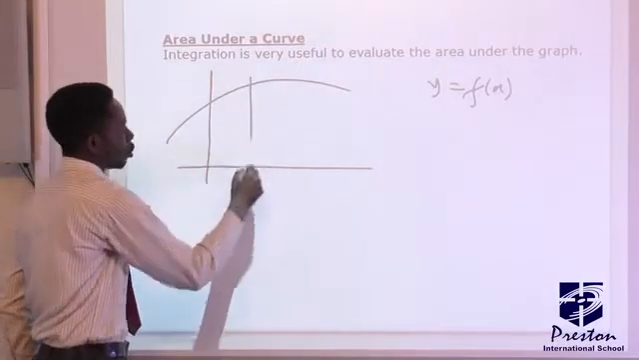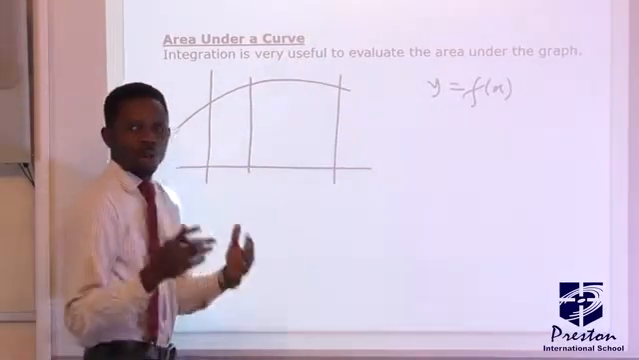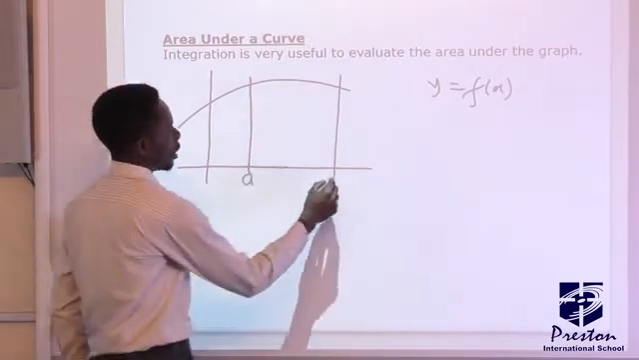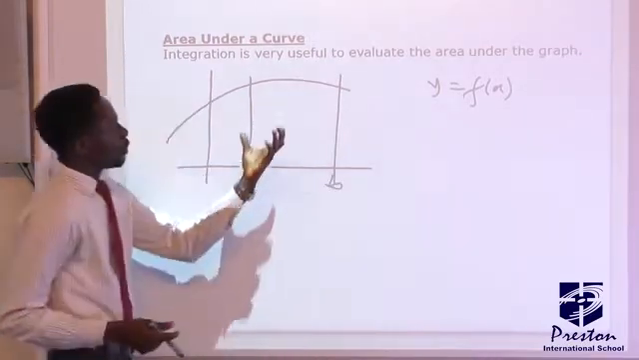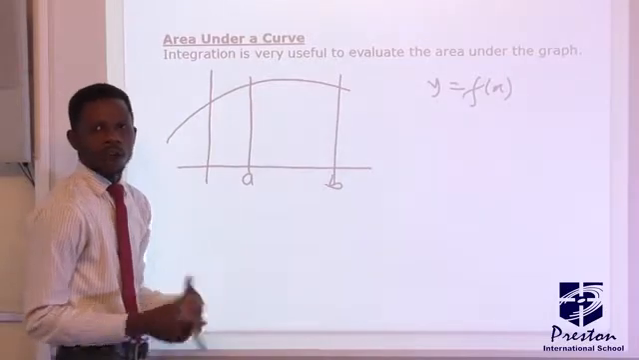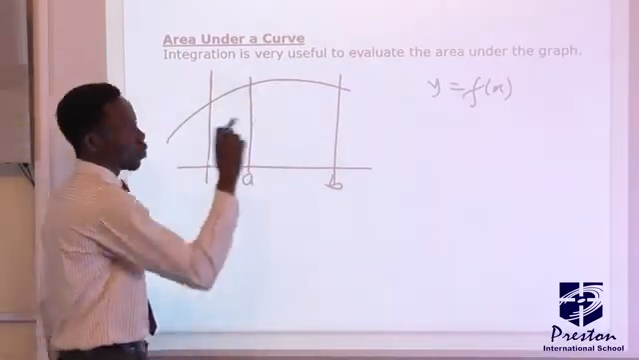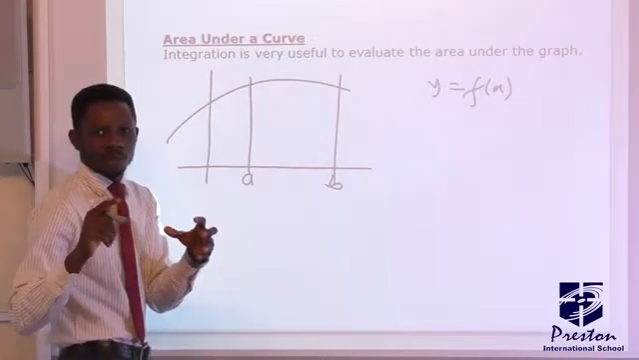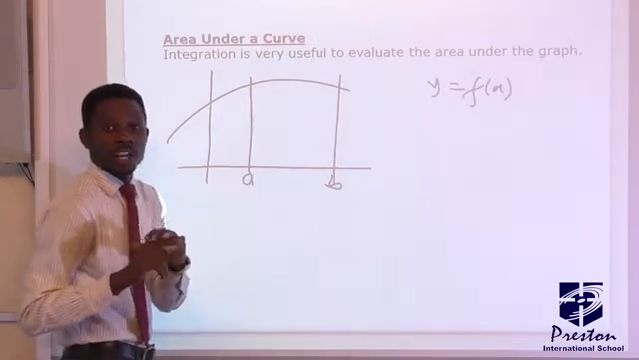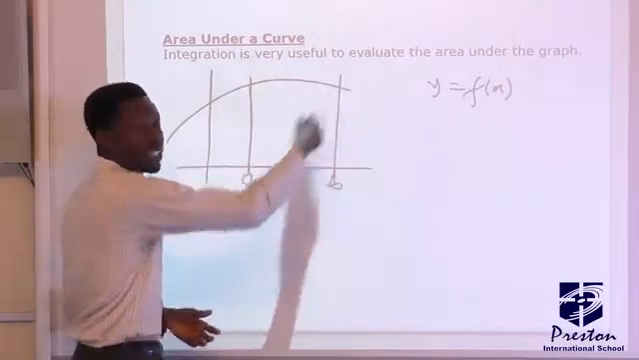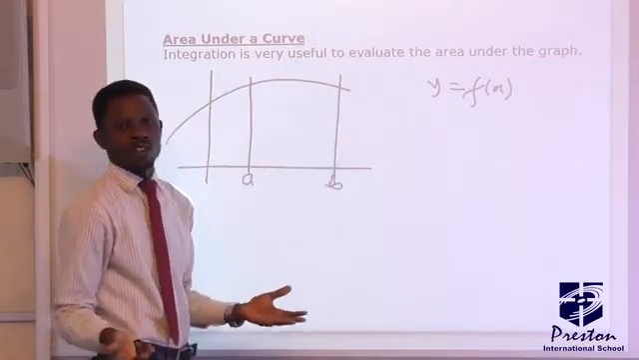Now, like I told us in our last class, there will always be a lower limit and an upper limit. If you want to find the area under this curve, how then do we do it? If you agree with me that this shape does not form a regular shape, and since it is not a regular shape, the implication is there is no specific formula that can be used to calculate this area. Then we apply the concept of integration.